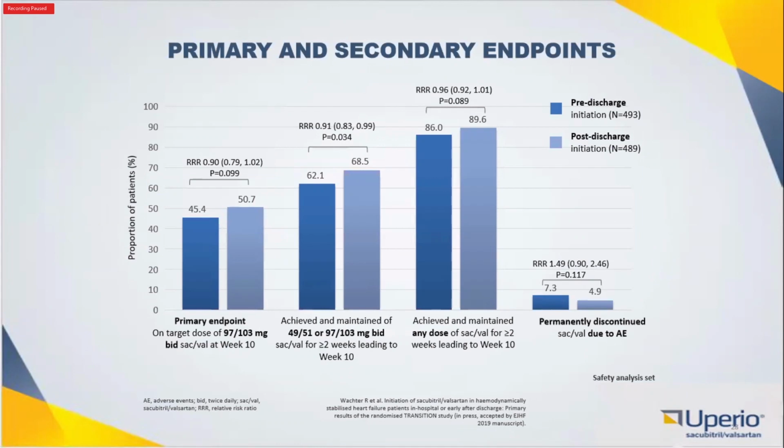So what are the primary and secondary endpoints? Pre-discharge is the color in blue, and the lighter one is the post-discharge. You can see that the drug was well tolerated across all the different doses, and those that had to actually discontinue the drug due to adverse effects were very, very small. Unlike when we were using the traditional ACE inhibitors, where plenty of patients had to discontinue the drug because of the side effects profile. Next slide.